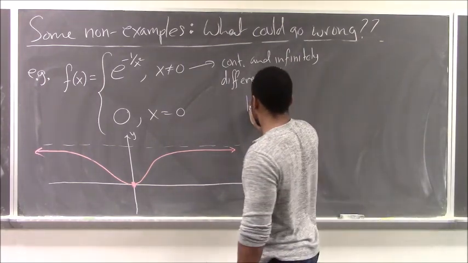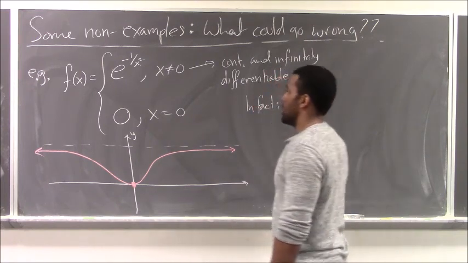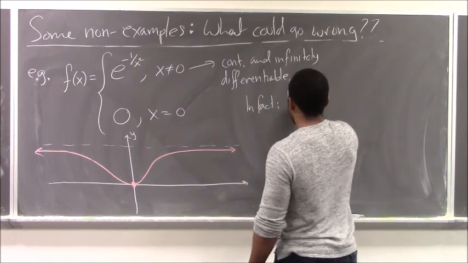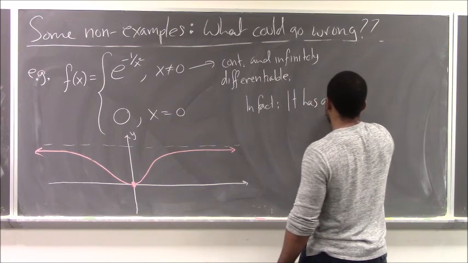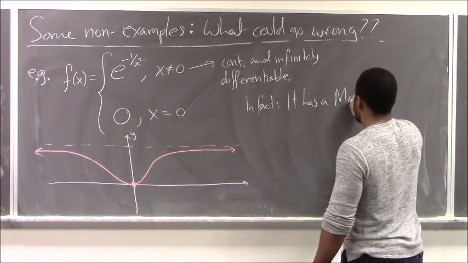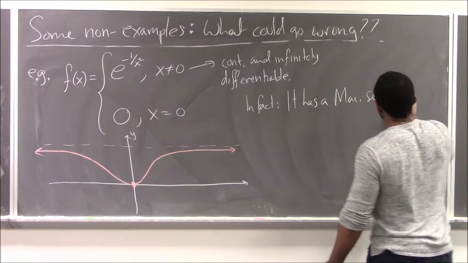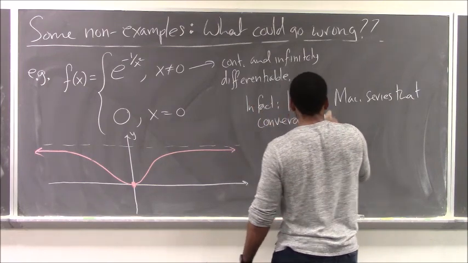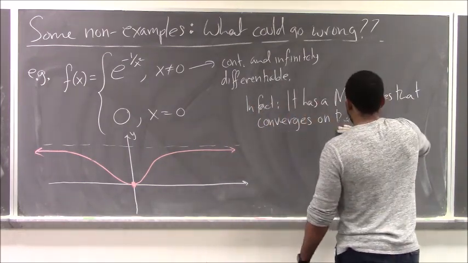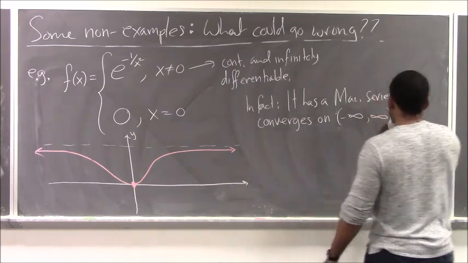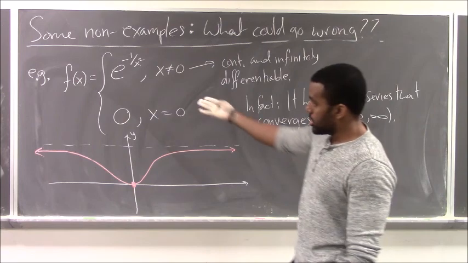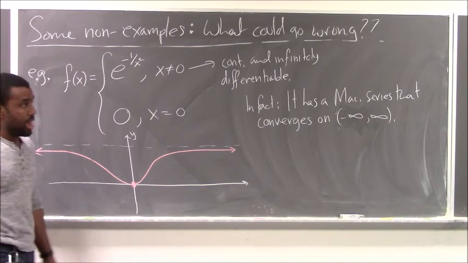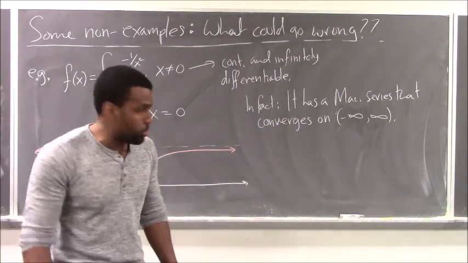And in fact, it has a Maclaurin series that converges on the real line. And so here's a function. I can actually find its Maclaurin series. It actually does exist for this function. And it converges for any x value that you want to plug in.